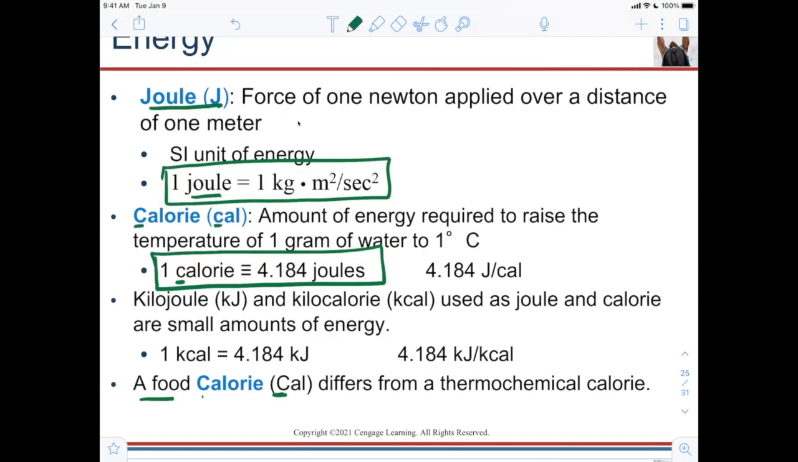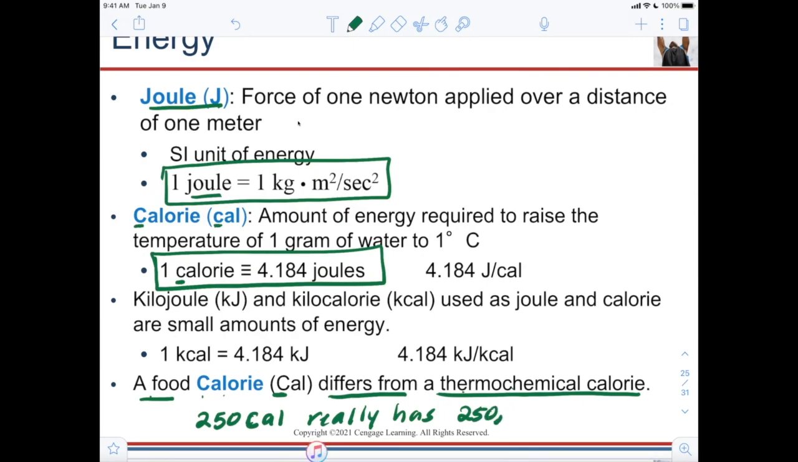You're thinking, tomato, tomahto. It's a huge difference. A food calorie is different from a thermochemical calorie. Thermochemical calorie is a calorie that you get from a reaction in the lab. Food calorie is the calorie they report on a candy bar. Okay? So if they say a candy bar has 250 calories, big Cal, what they're really saying is this. The candy bar really has 250,000. Yeah, you heard it.